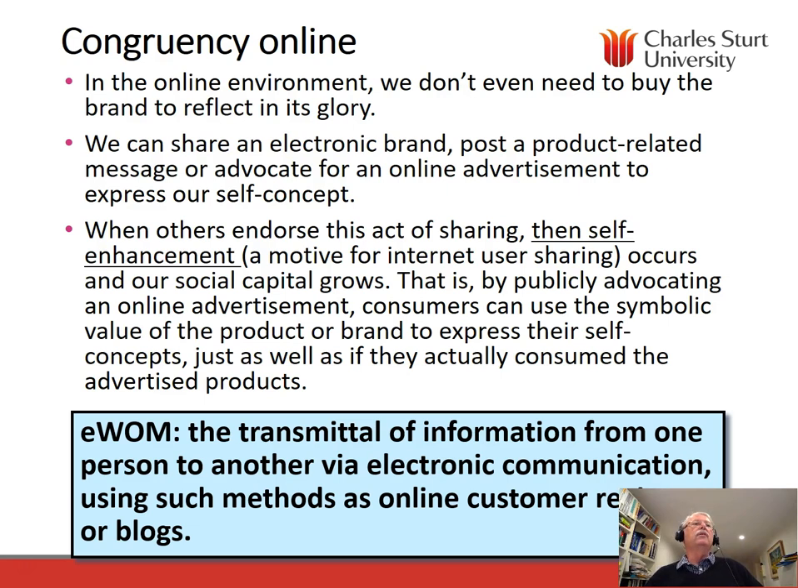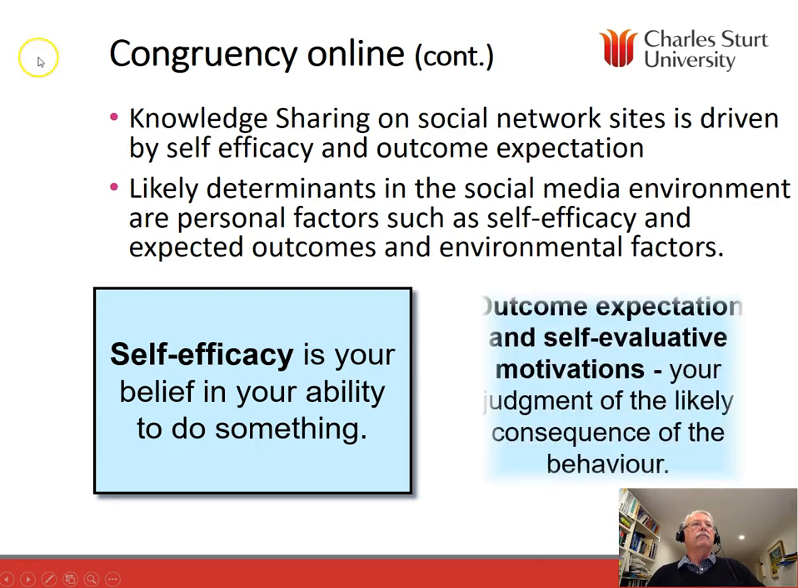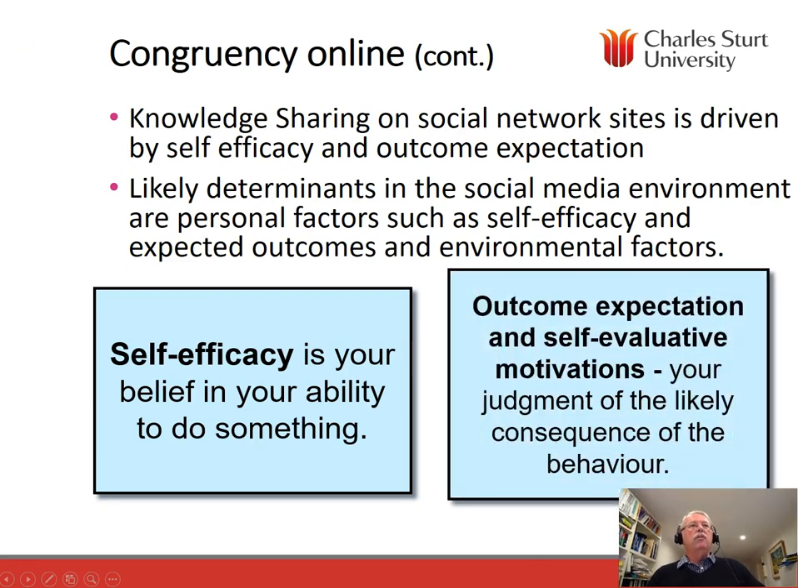This is when we get into e-word of mouth, and specifically we're talking about the transmittal of information from one person to another via electronic communication using such methods as online customer reviews or blogs. So when we talk about congruency, we're talking about knowledge sharing, which is driven by self-efficacy and outcome expectation. So basically, we're sharing knowledge. It builds up our self-identity, and some of the likely determinants in the social media environment are personal factors such as self-efficacy and expected outcomes, and environmental factors.